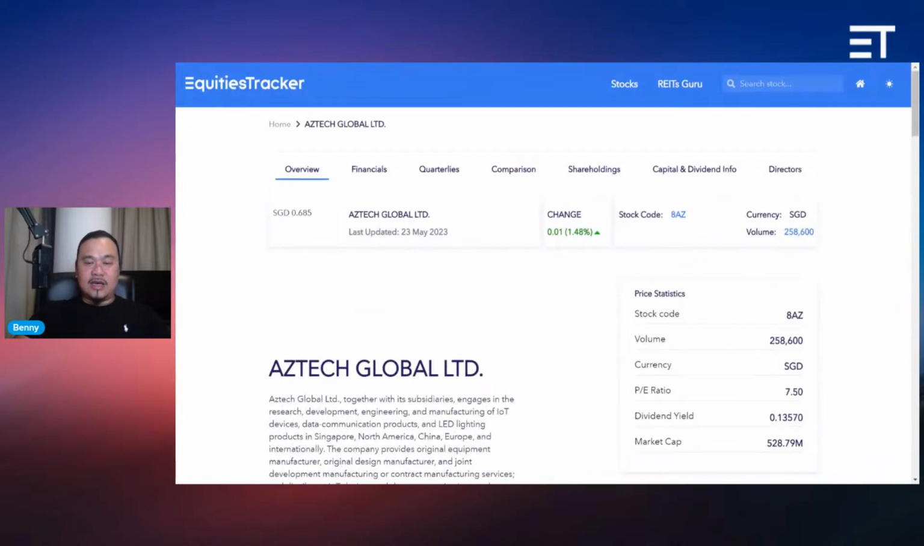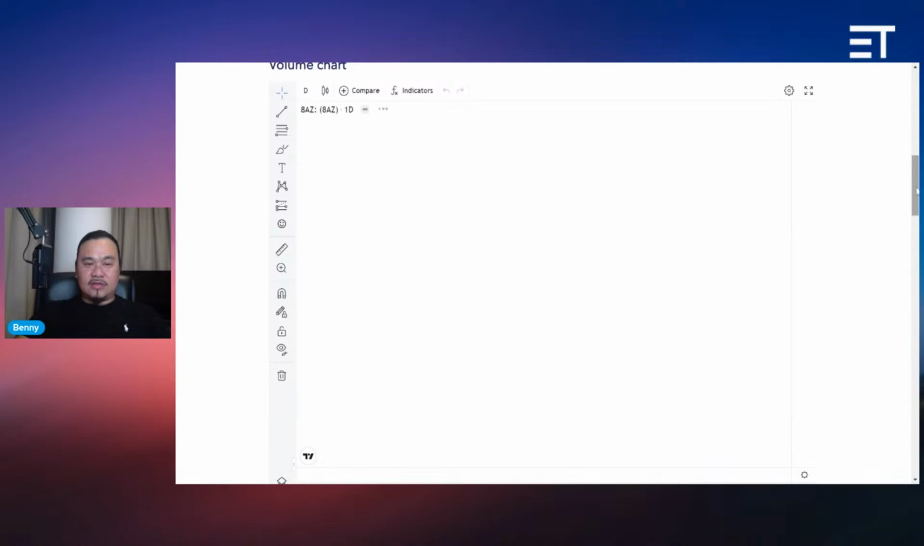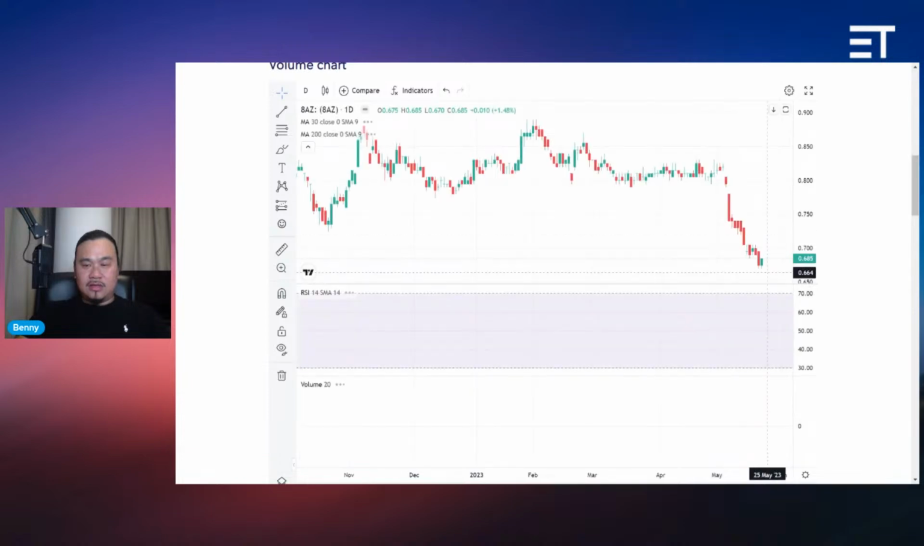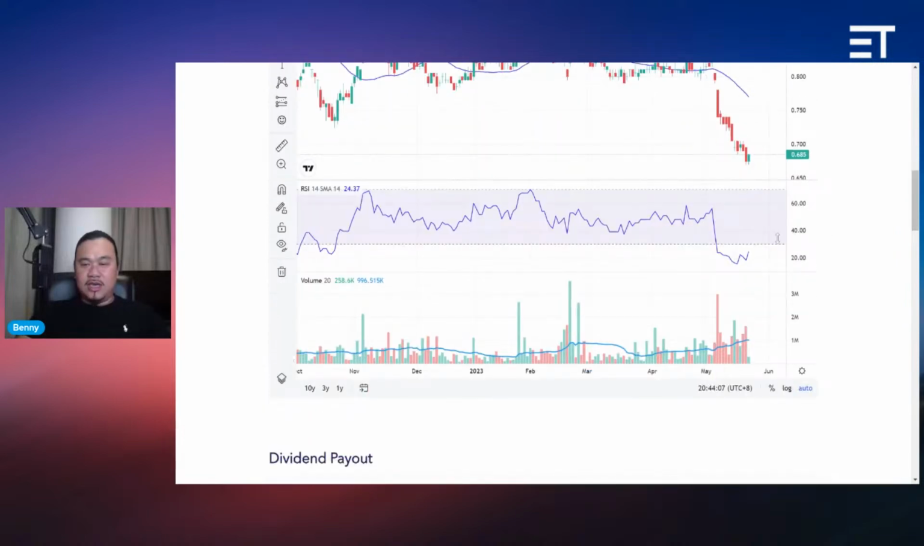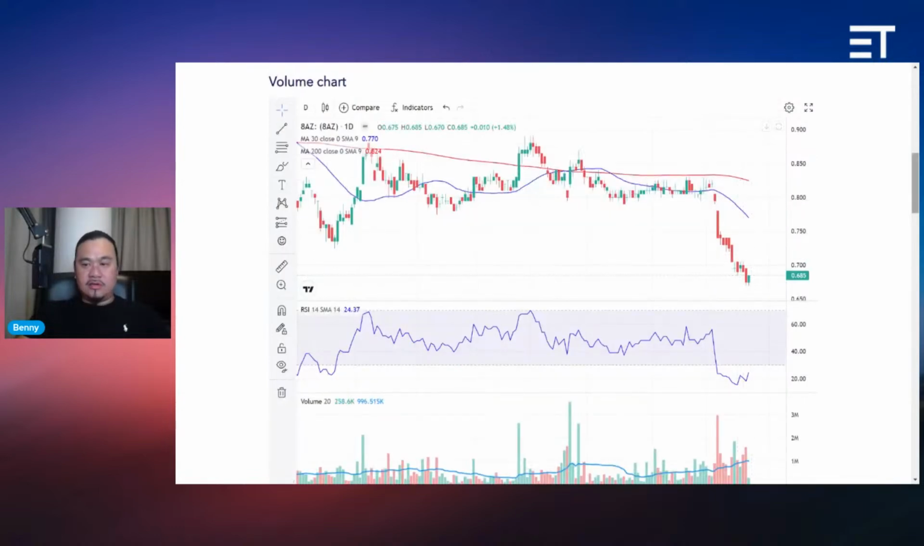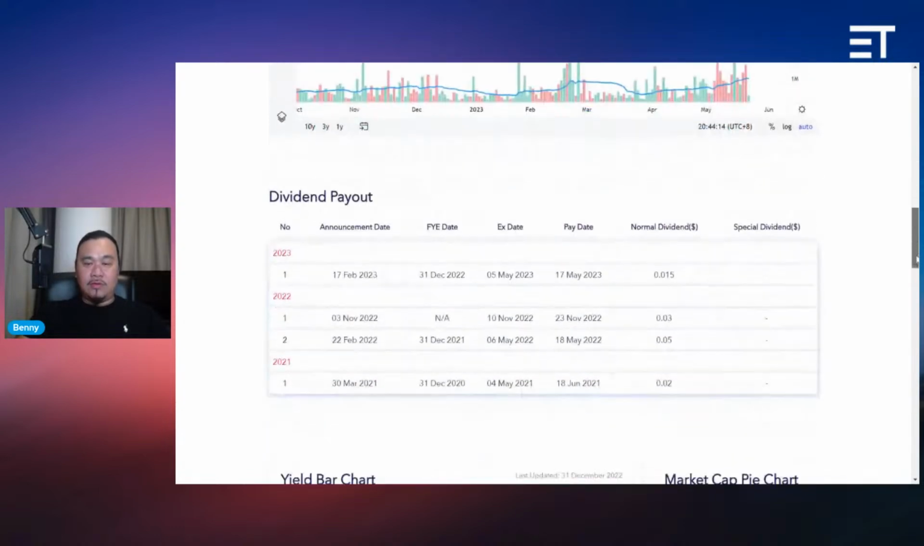Okay, you look at Aztec, you can see that their share prices has actually come down quite a lot from the moving average. The 30-day moving average here is about 77 cents, and the price is currently trading at 68.5 cents. And you see the RSI has gone below 30, therefore making this share price oversold. All right, it's relatively very low.